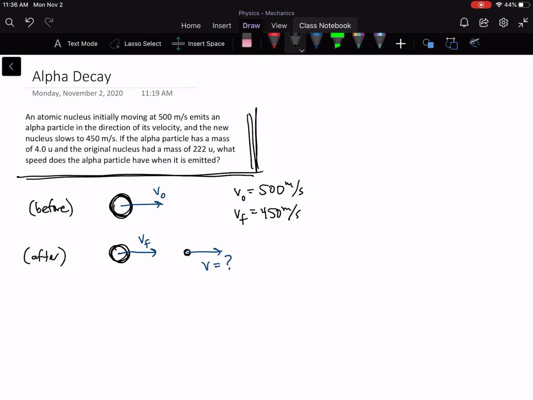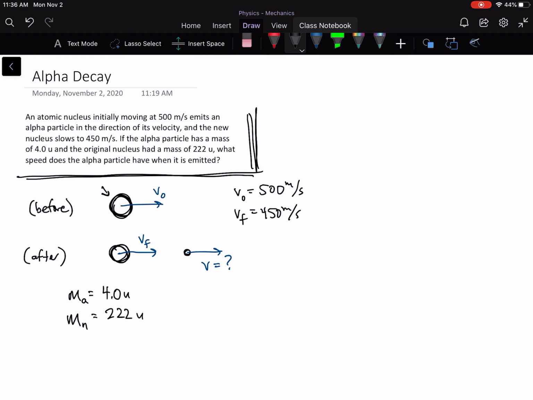And we're also told that the mass of the alpha particle, let's say m sub a, is 4.0 u, so atomic mass units. And you can convert it to kilograms, but as we will see, we don't need to do that. Mostly the proportion of the masses is the important part. And I'll say m sub n for the original nucleus, up here, is 222 atomic mass units.